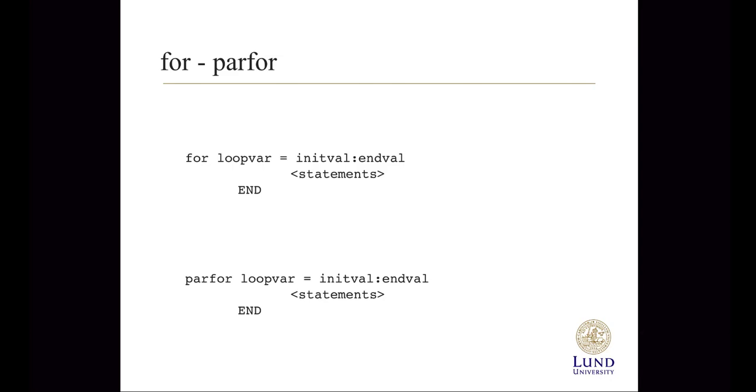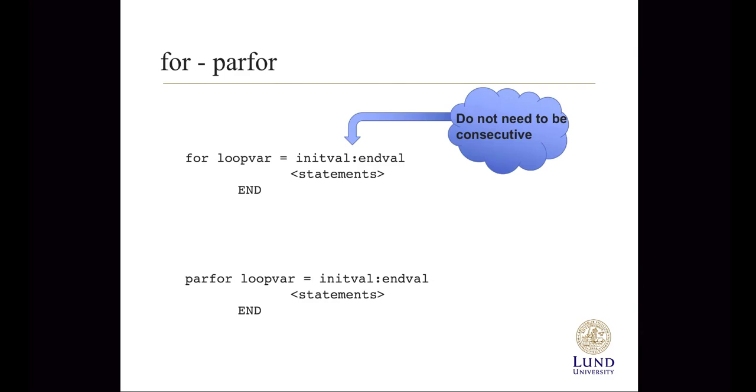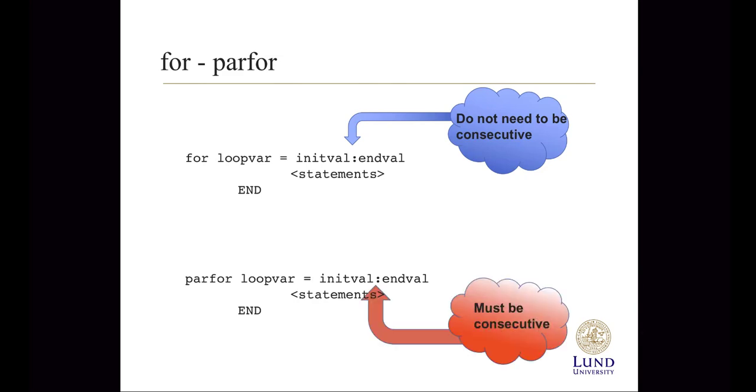There are, however, some differences. In the for loop, you don't have to be consecutive, because that is just a vector, and it goes through the vector and picks out the values that are there and uses those in here. This vector could be 1, 5, 3, 8, 11, 17. That would work. In parfor, they have to be consecutive. You cannot have a vector where you jump back and forth in the indices. It has to be consecutive.